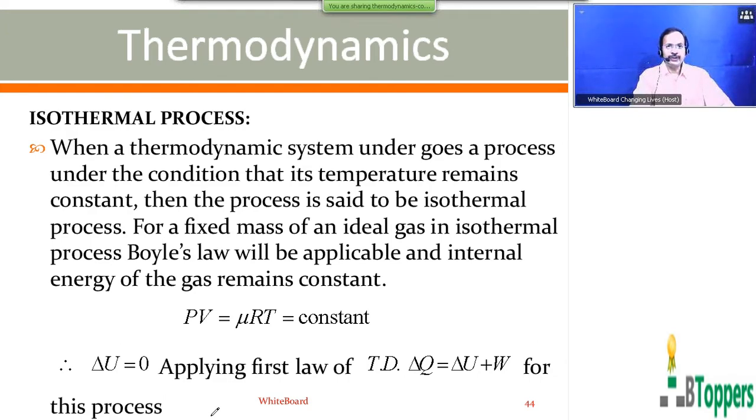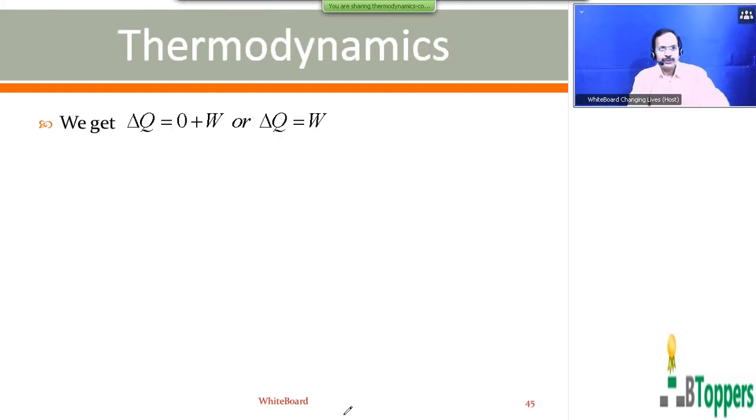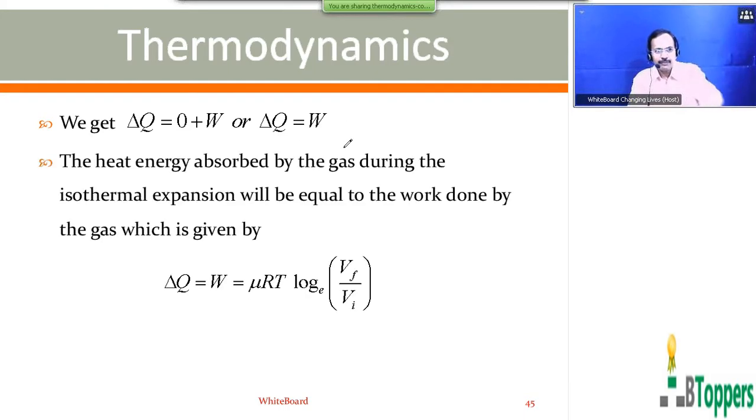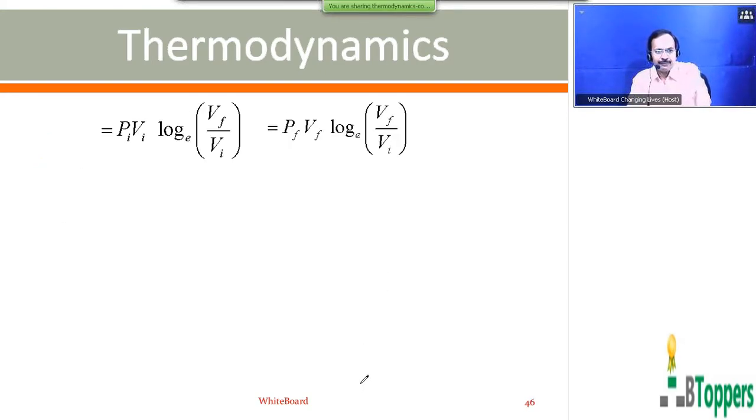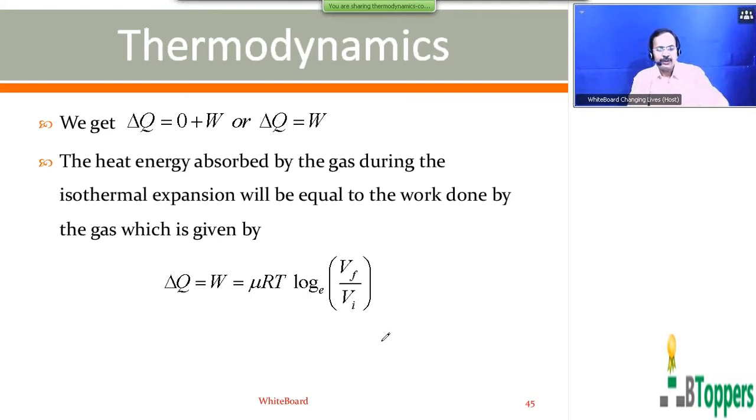I am going to show you the continuation for this. So we are going to substitute delta U equal to 0 on the right hand side in the first law of thermodynamics. So we get delta Q equal to 0 plus W, or delta Q is equal to W. The heat energy absorbed by the gas during the isothermal expansion will be equal to the work done by the gas, which is given by delta Q equal to W equal to nRT log to the base e VF by VI. Those who are writing the notes, please finish writing the notes up here.